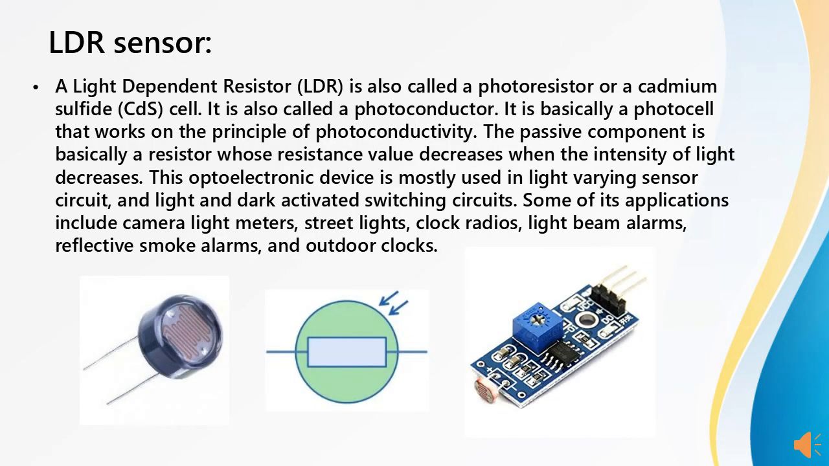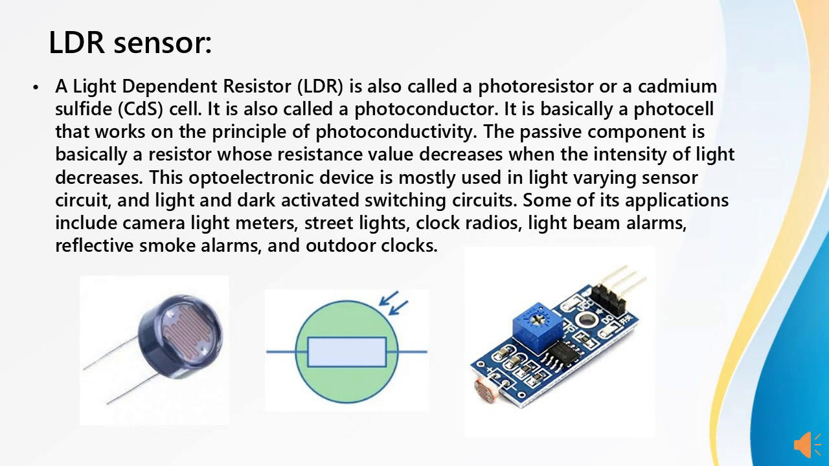Now, coming to LDR sensor. A light dependent resistor is also called a photoresistor or a cadmium sulfide cell. It is also called a photoconductor. It is basically a photocell that works on the principle of photoconductivity. The passive component is basically a resistor whose resistance value decreases when the intensity of light increases.